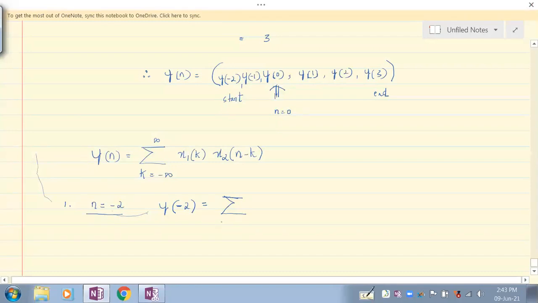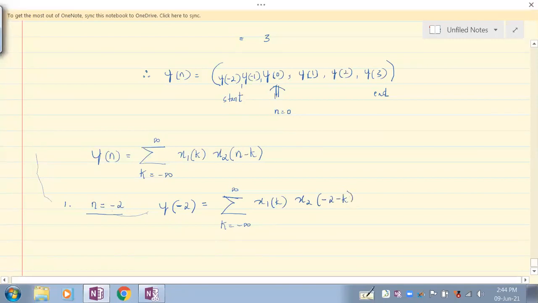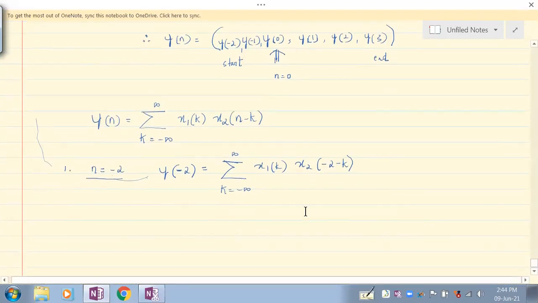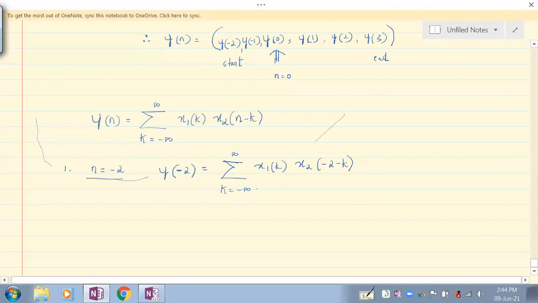So k ranging from minus infinity to plus infinity, x1 of k and x2 of minus 2 minus k. Everybody understand that? Fine. Now we have to take these samples. These two sequences we need to consider. Here the first sequence is 1, 2, 3, right? So let's take x1 of k now.